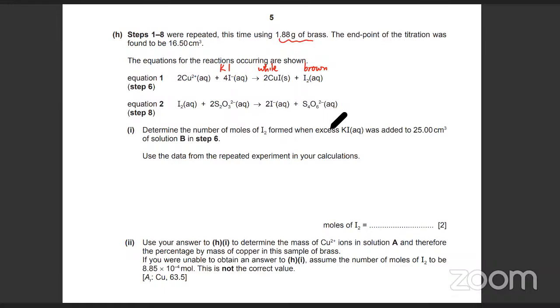Determine the number of moles of I2 formed when excess of KI was added to 25 cm cube of solution B. So in step number 6, this was your 25 cm cube that was added. And he's saying, determine the number of moles of I2. We need to find the moles of I2. The way you're going to do this is that this is the titration that happened. Thiosulfate was added. This is the titration that you calculated.